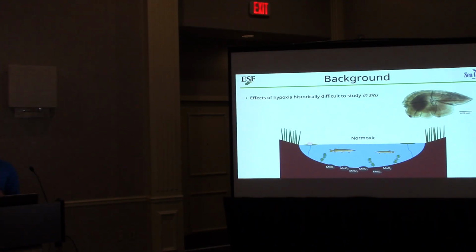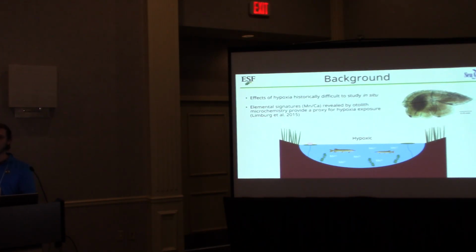The effects of hypoxia are pretty difficult to study historically in situ, but more recently, elemental signatures, specifically the manganese to calcium ratio in otolith microchemistry, can provide a proxy for hypoxia exposure. This is dependent on the bioavailability of manganese in the water column. So in high oxygen conditions, it's going to be mostly present in its particulate form in the substrate, like manganese oxides. In hypoxic conditions, it's going to get reduced, and now it's dissolved in the water column and is bioavailable for uptake and deposition into the otolith of fishes.